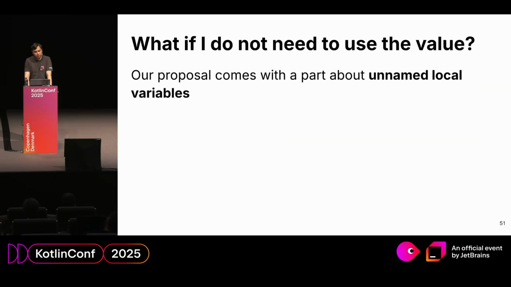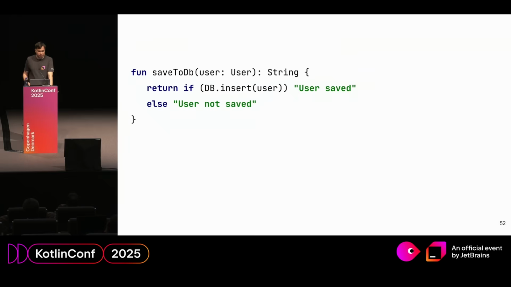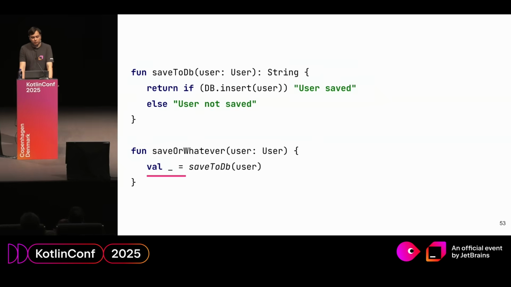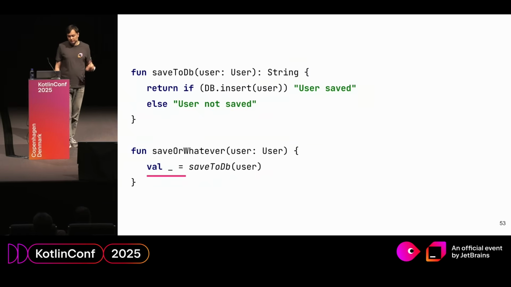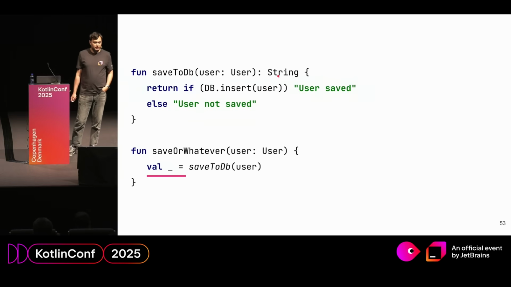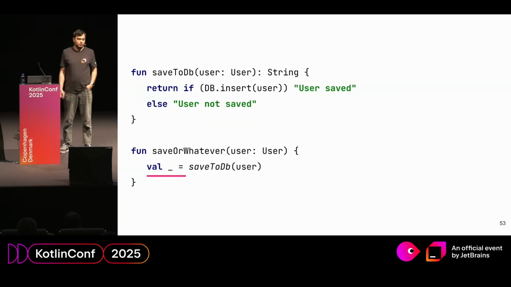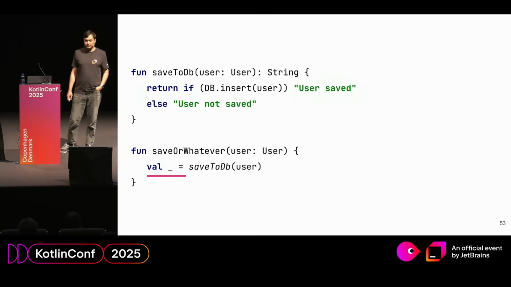What the language evolution team agreed to, though, is that we need some special syntax for cases when we do not need the value explicitly. So our proposal comes with a part about unnamed local variables. It is a new syntax addition for Kotlin, which allows you to use val underscore as an indication that the value explicitly is not used. So in our example, the saveToDatabase function returns a string, and the author of this function legitimately thinks that this string result must be used somehow, and he's correct in that way.